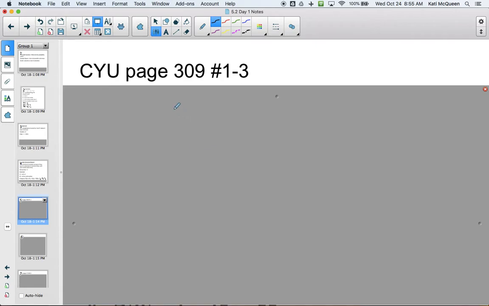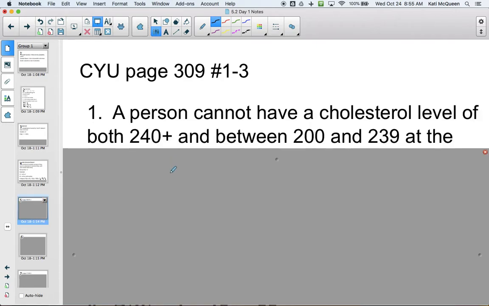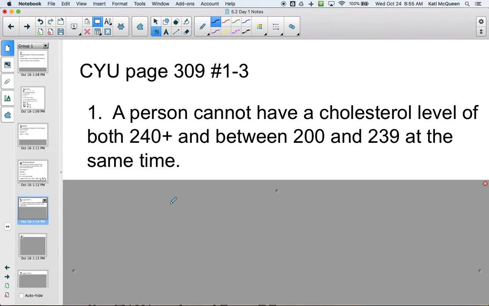All right, so let's see how we did here. The problems on page 309 were talking about choosing an adult at random, and we're given information about cholesterol levels. First they wanted to know why A and B are mutually exclusive. So why can they not occur at the same time? A person cannot have a cholesterol level of both 240 or more and between 200 and 239. A number cannot fall in both of those ranges, so they would be mutually exclusive.